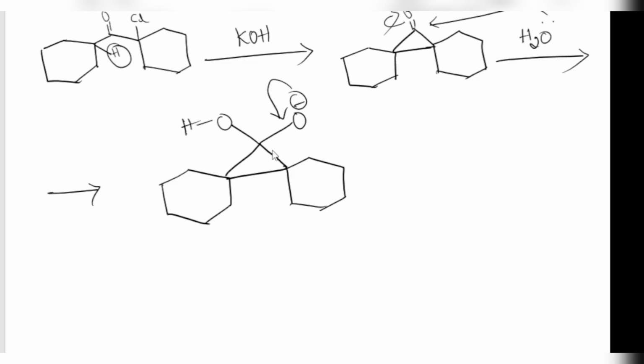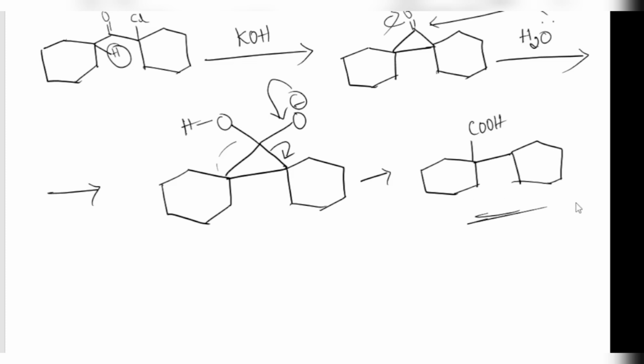After this, this bond can break, or this bond can also break. This is symmetrical in nature. Finally, I will get a carboxylic acid which is attached over this particular carbon atom. This is the final product we will get.